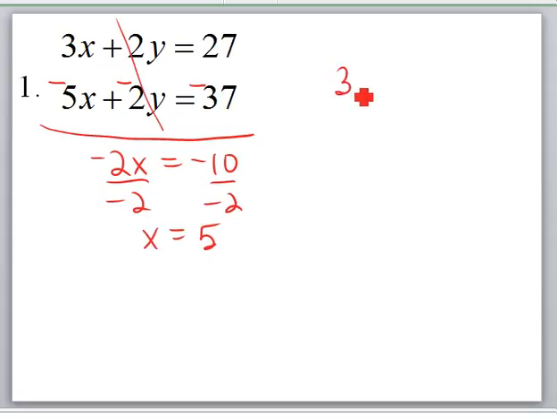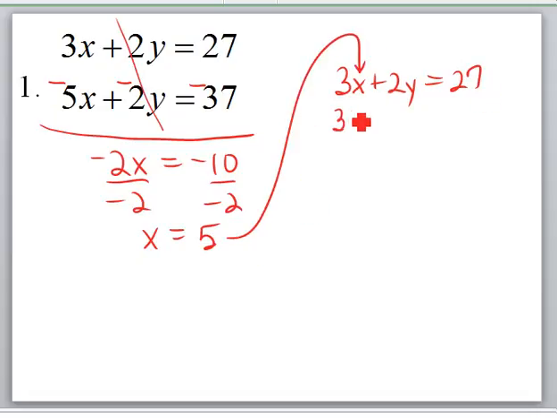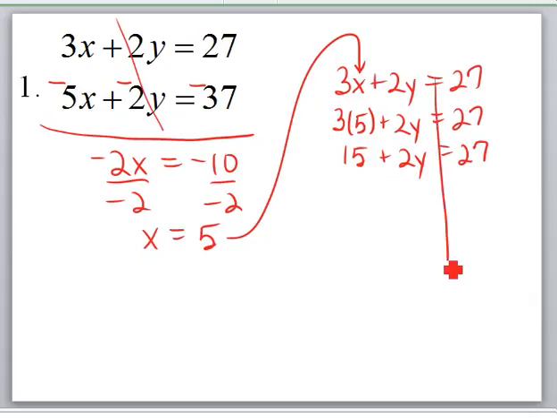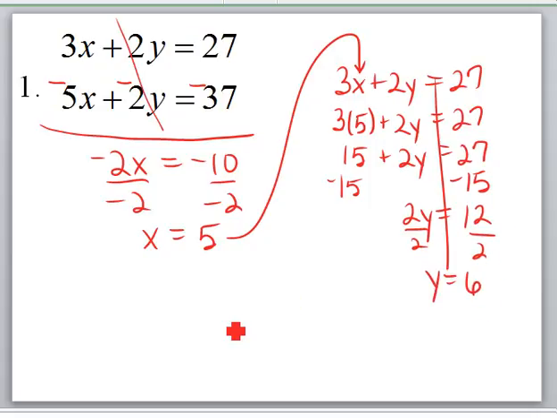I'm going to use the first equation again, and I'll take that number, x, and I'll plug it in for the x value. So I have 3 times 5 plus 2y equals 27. I get 15 plus 2y equals 27. And then I will subtract 15 off both sides, which gives me a 12. I'll divide by 2, which gives me a 6. It gives me the ordered pair 5, 6.